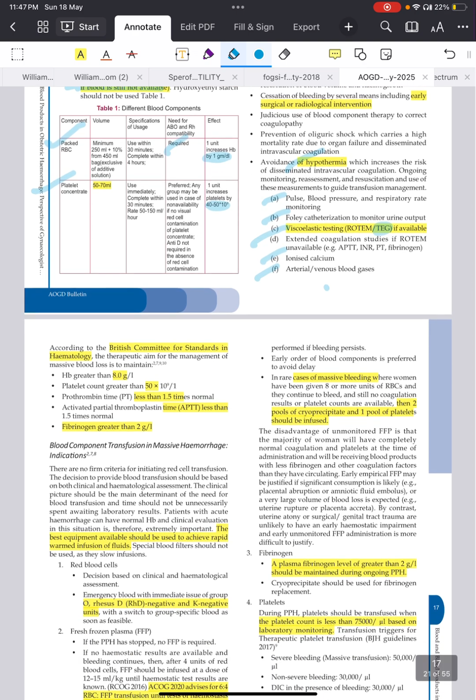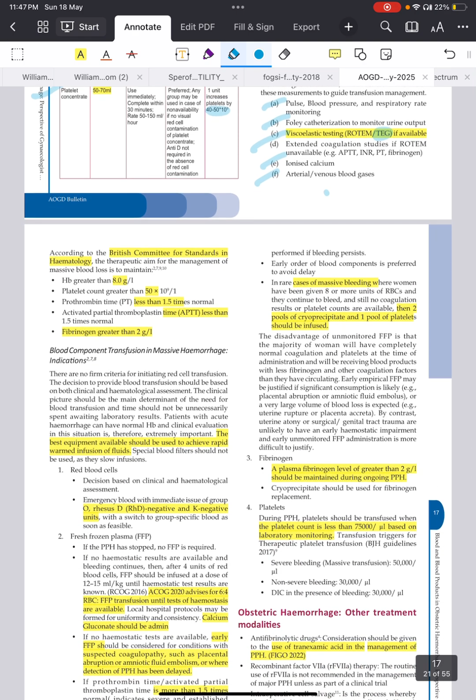ABG, VBG. The basic standards: keep the hemoglobin greater than 8, platelets greater than 50,000. PT should be less than 1.5 times. APTT should be less than 1.5 times, and fibrinogen should be greater than. Okay, so hemoglobin, platelet, and fibrinogen should be greater than these values.